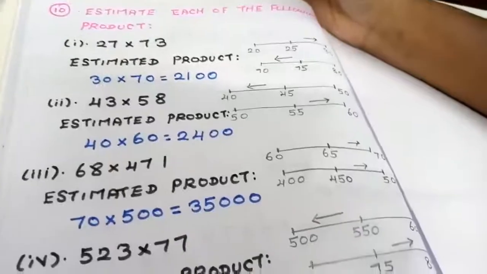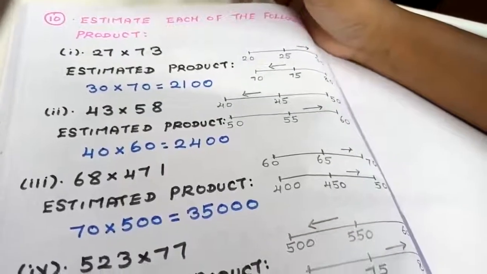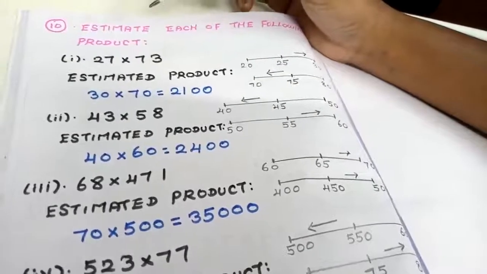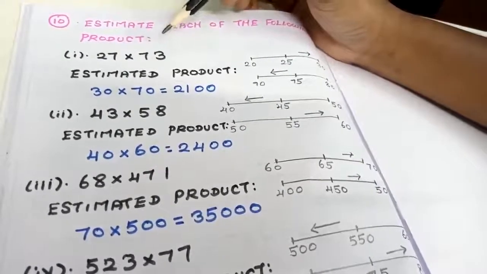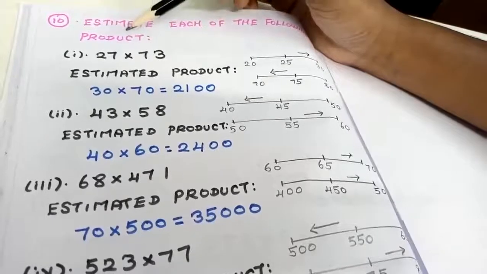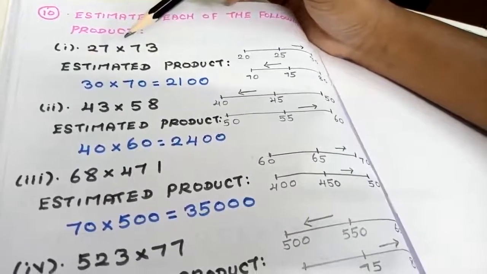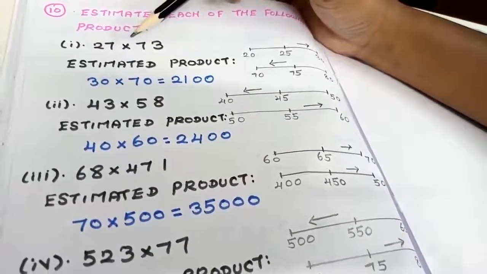Similarly, estimate each of the following products. In this place they will not tell you nearest 10, 100, 1000 like that, but we will be estimating the sum according to the number of digits.